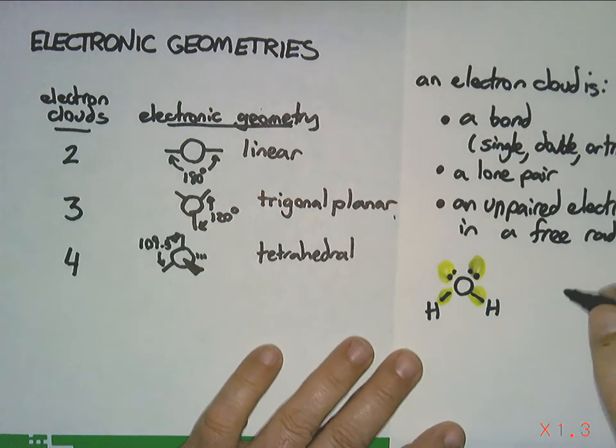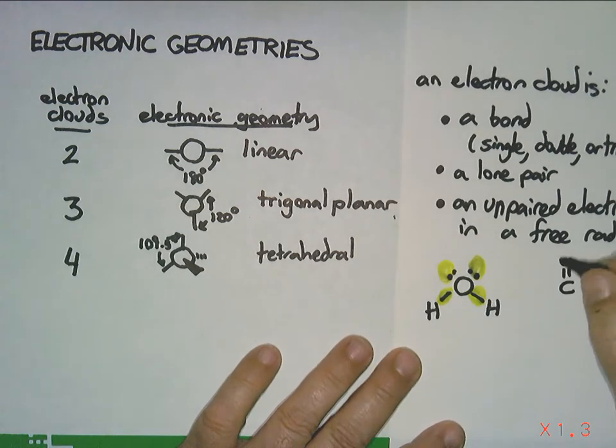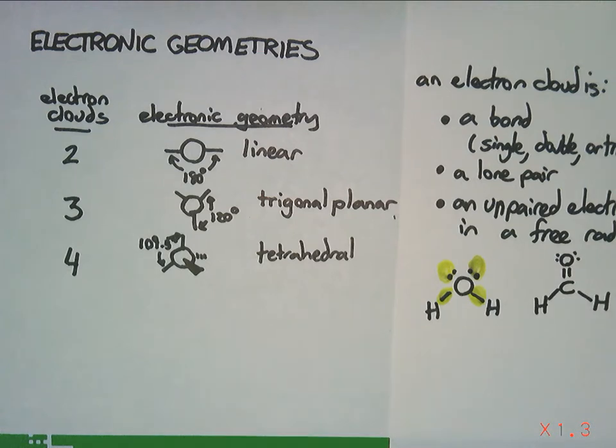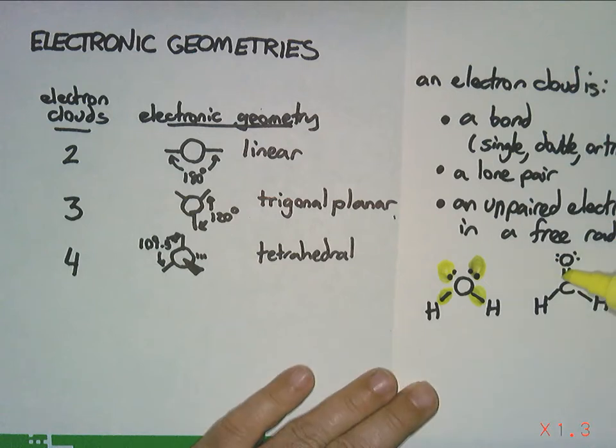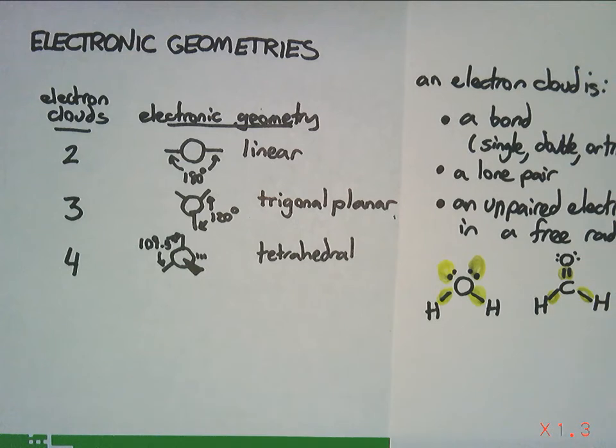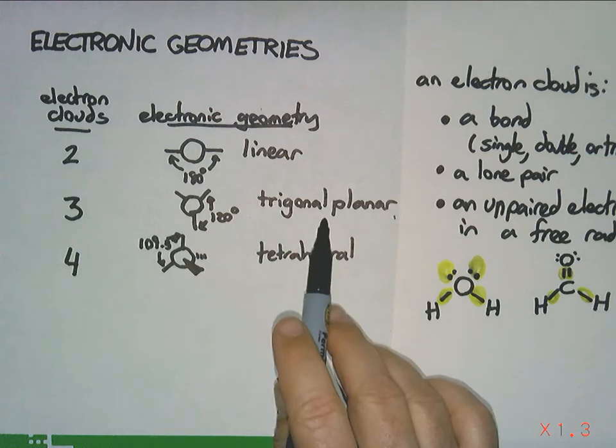What if you had this molecule? What electronic geometry would this one have? You're looking at the things that are attached to the central atom. There's a multiple bond. That counts as one cloud. This is a cloud, and this is a cloud. So that's 3 clouds around the central atom. So you have a trigonal planar electronic geometry then.